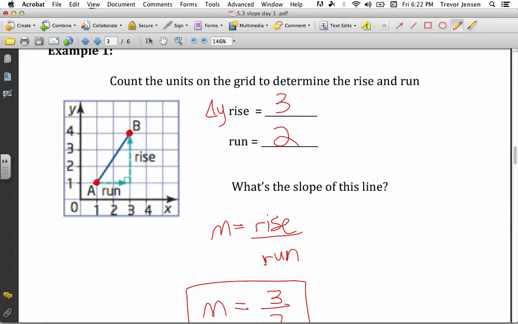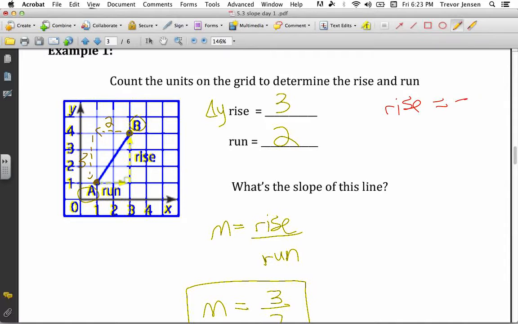What if I started at B and went to A? Would that change my slope? To get from B to A, I'm going to have to go left 2 and then down 3. Going down gives me a negative value, and going left gives me a negative value. So my rise would be negative 3, my run would be negative 2. That means my slope would be rise over run, which is negative 3 over negative 2.